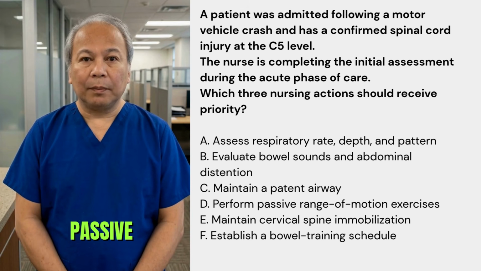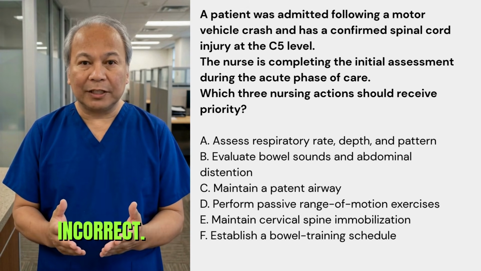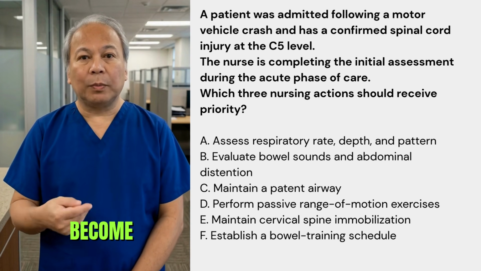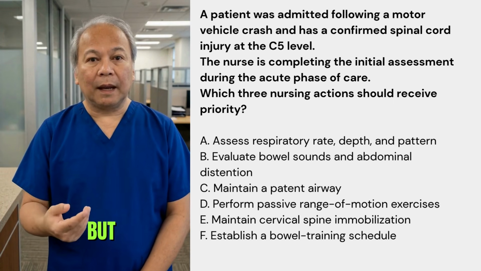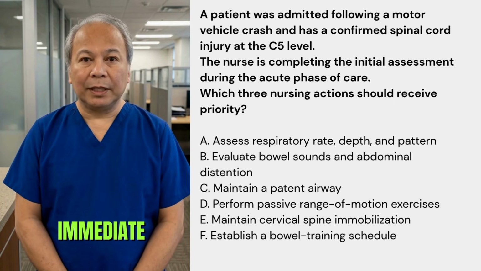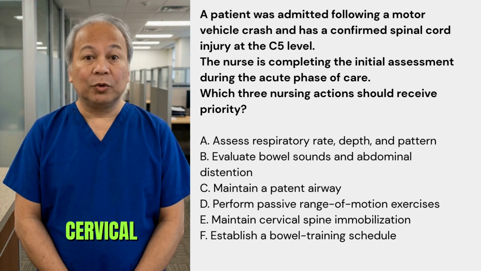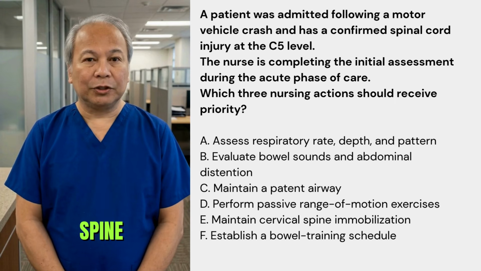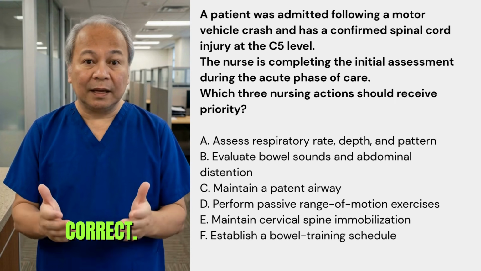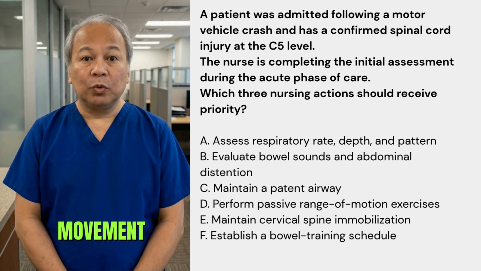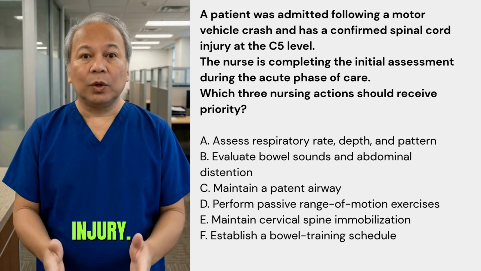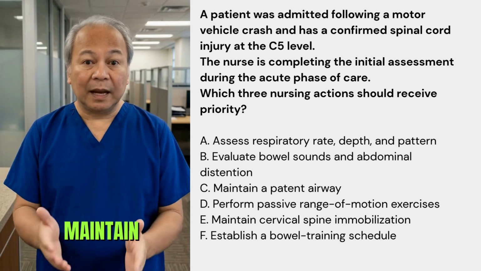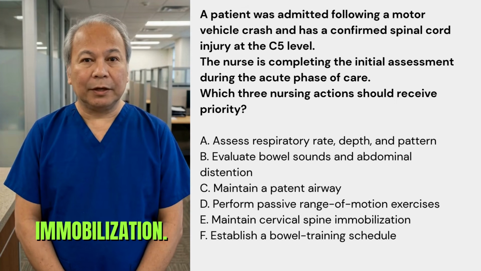D. Perform passive range of motion exercises. Incorrect. Range of motion exercises will become part of the patient's care, but they are not the immediate priority following an acute cervical spinal cord injury. E. Maintain cervical spine immobilization. Correct. You want to prevent additional movement that could worsen the spinal cord injury. Until spinal stability has been established, maintain proper immobilization.